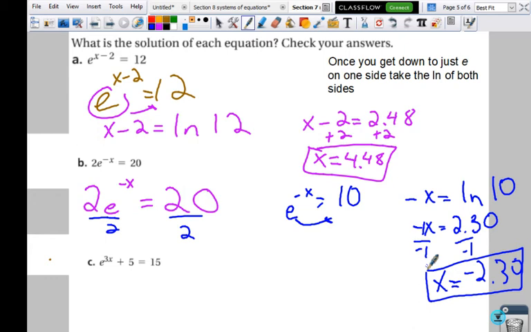Alright, your guys' turn. I want you to do part C here. It is e to the 3x, and then plus 5 on the outside of that, and it equals 15. E to the 3x plus 5 equals 15. You minus 5. On your own.